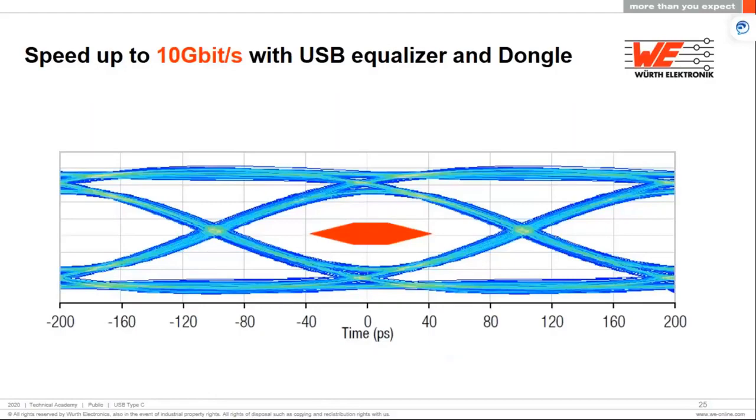Now, all these things that we did so far with the dongle were for 5 gigabits per second. But even if the speed is higher, let's say 10 gigabits per second, the same type of structure and components can be used, only with the addition of a USB equalizer. Nowadays, pretty much every chip that USB uses has a USB equalizer built in, which helps to adapt the signal to the cable length. Even then, the eye diagram will not be hampered or manipulated at higher speeds, such as 10 gigabits per second.